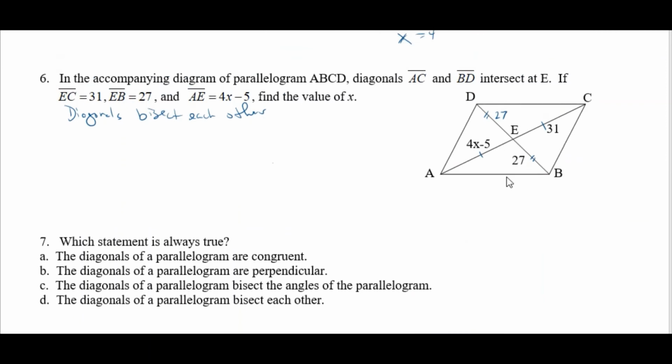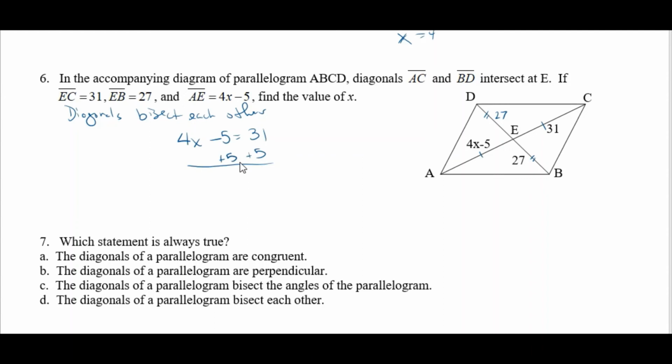Okay, and that DE and EB are also the same here. So what we're going to do is set up our equation. So we're going to get 4x minus 5 is equal to 31. Remember these are what we're trying to find. We're going to find x. So even though we know these are 27, we're really paying attention to AE and EC here.